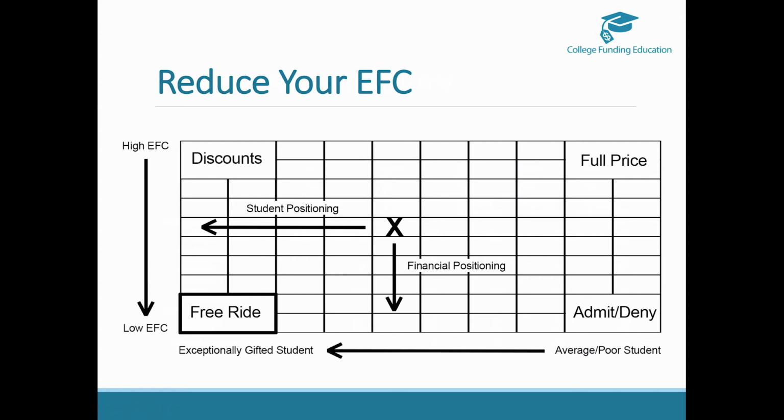Now, let's just say that you have an exceptionally gifted student, but you have a high EFC. That's okay. You are still going to get some discounts and some free money. It's just not going to be in the form of need-based aid. Now, let's say that you have a really low EFC and you have an average or poor student. Well, then you may or may not even get accepted to the schools. Now, if you have a really high EFC and you have an average or poor student, well, then that's when you're going to be paying full price for college. Just as kind of a summary of what we have talked about so far.